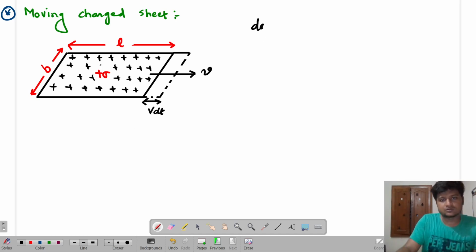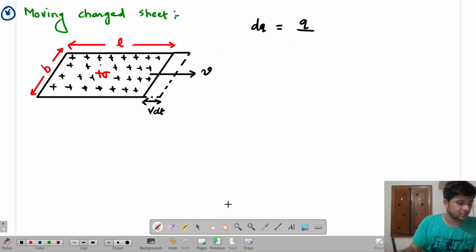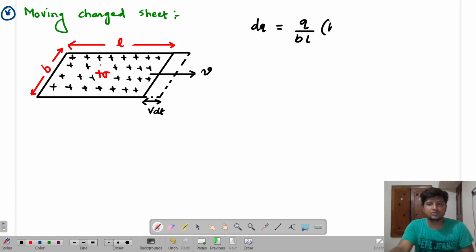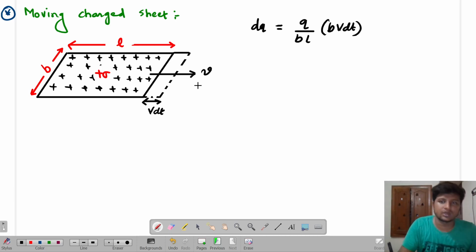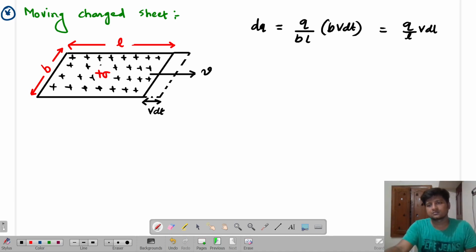So dq. Earlier the charge was in what length? Charge was in total, let's suppose due to this sigma, the charge was Q by area, which is b into L. Then I need to consider the small area, that is b into v into dt, because breadth is still the same. Are you able to get me or not? So this is Q by L, v dt. Right or not?